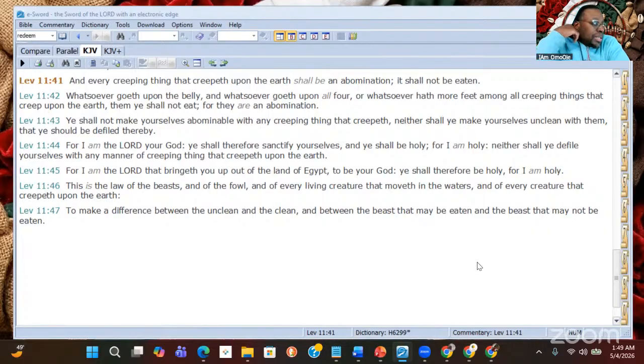Whatsoever goeth upon the belly, and whatsoever goeth upon all four, or whatsoever hath more feet among all creeping things that creep upon the earth, them ye shall not eat, for they are an abomination. Ye shall not make yourselves abominable with any creeping thing that creepeth, neither shall ye make yourselves unclean with them, that ye should be defiled thereby. For I am Jehovah, your Elohim.